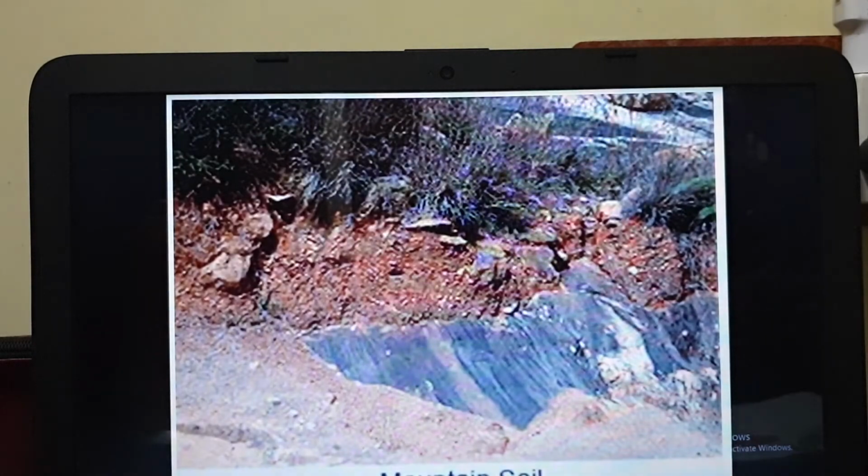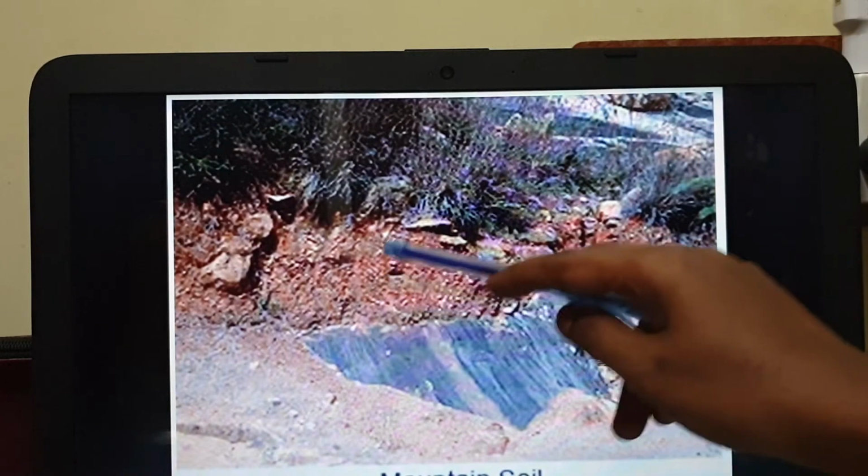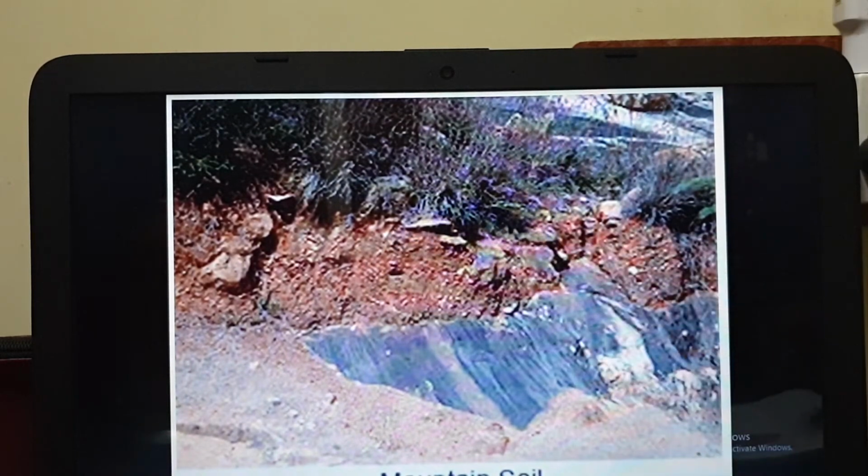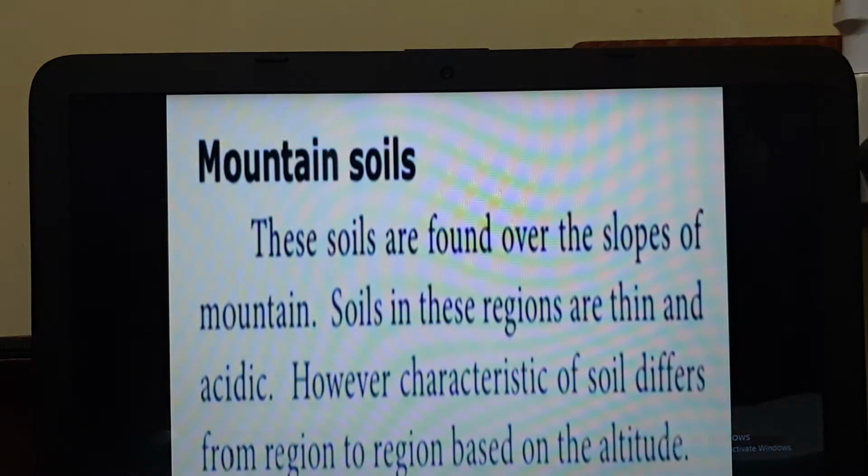And next one is mountain soil. We used to travel through mountains, right? In mountainous areas, we can see sands deposited on the rocks like this. Have you seen it? Yes, that is called what? Mountain soil. These soils are found over the slopes of mountains. When we go by bus through the mountain areas, we can see in the slope areas the soils will be found over it, isn't it?